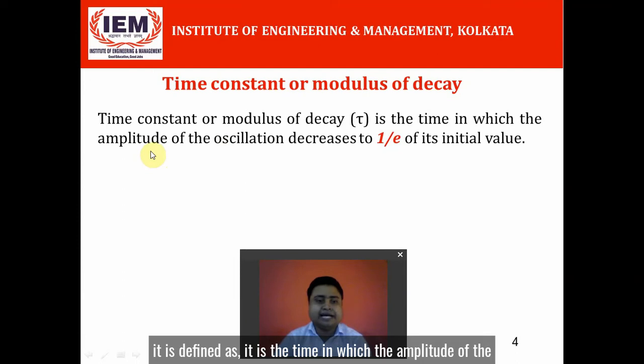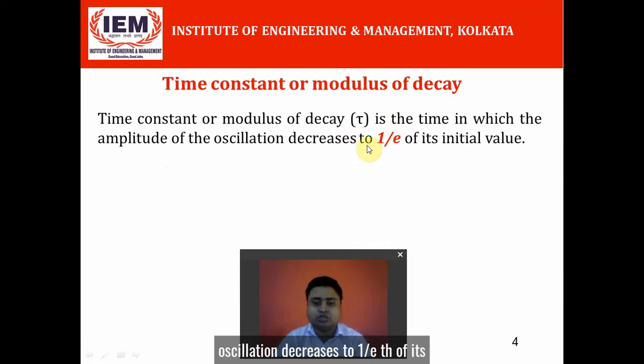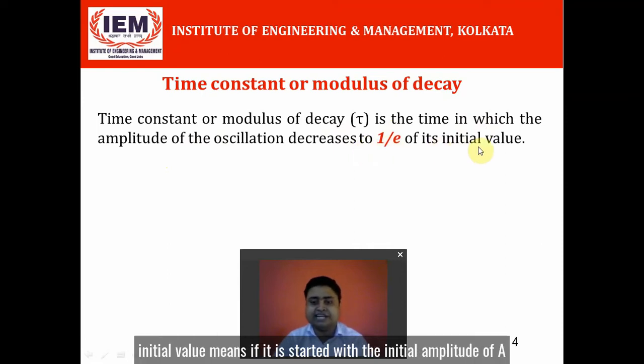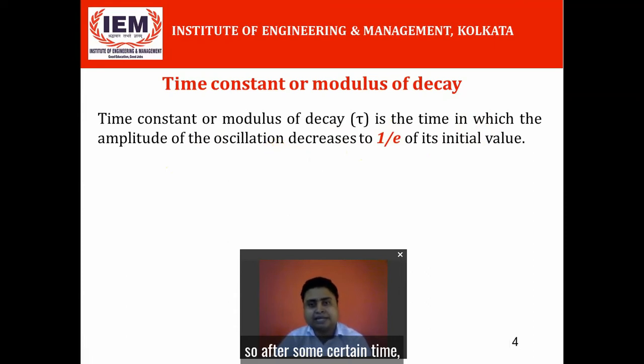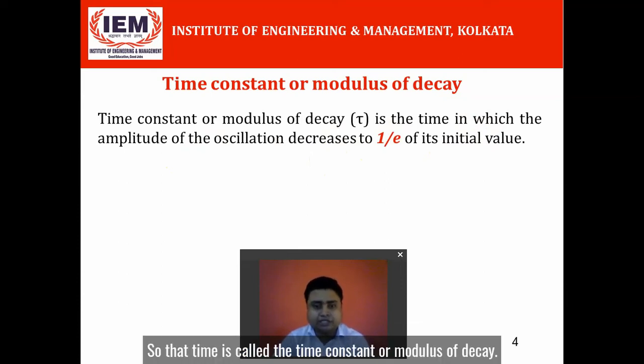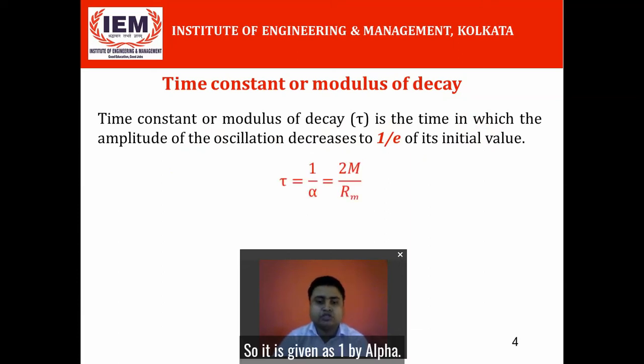It is defined as the time in which the amplitude of the oscillation decreases to 1/e of its initial value. Means if it started with the initial amplitude of A, then after a certain time it will have an amplitude of A by e. That time is called the time constant or modulus of decay. It is given as 1 by alpha.